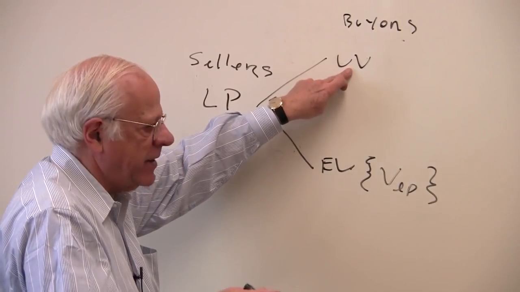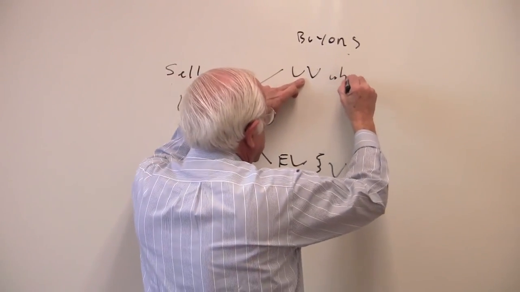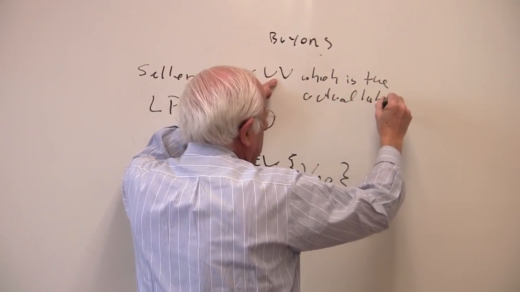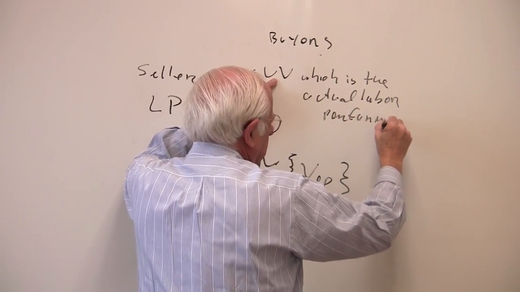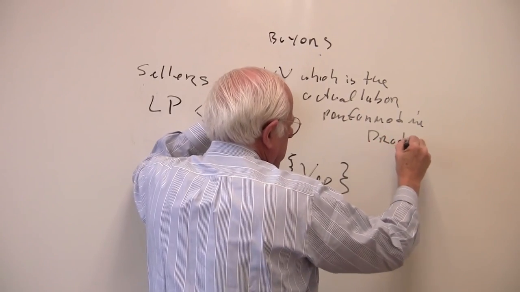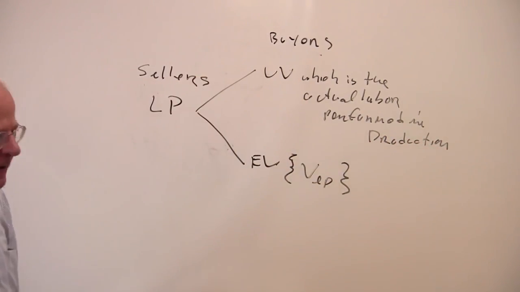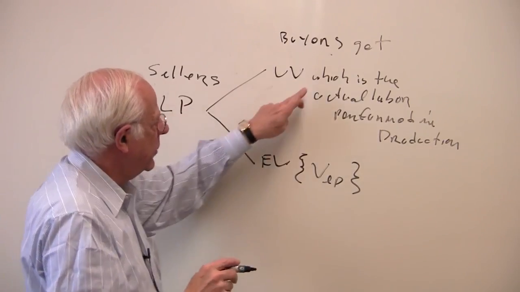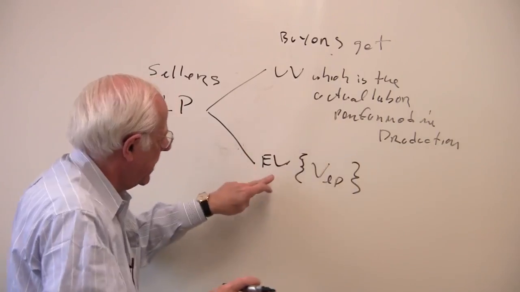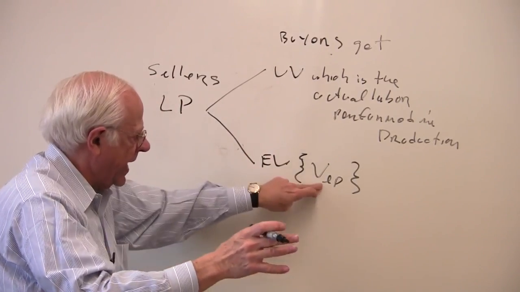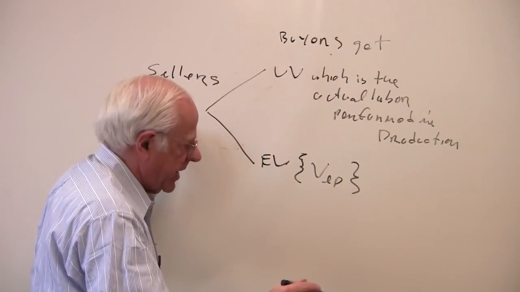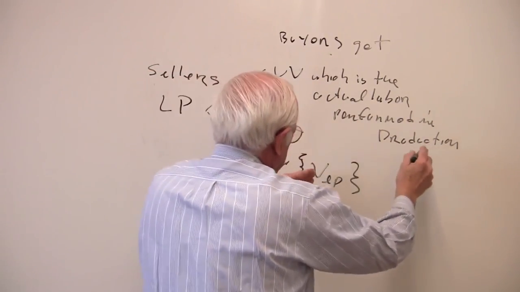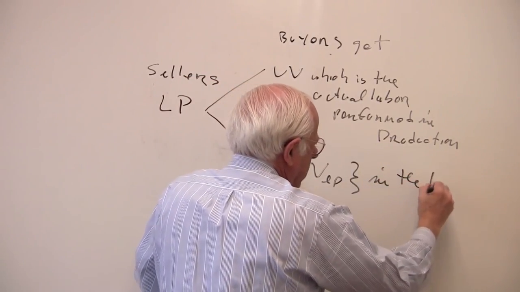What do the buyers get? Well, the buyers get the use value of the labor power, which is, in this case, the actual labor performed in production. Very important, so I'm going to write it out here. The buyers get the use value of labor power, which is the actual labor performed in production. The buyers give up the exchange value, the value of labor power. They give up a wage to the sellers of labor power, and they give it up in the labor market.